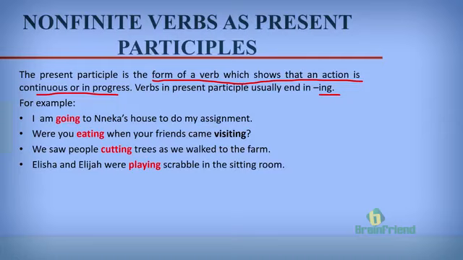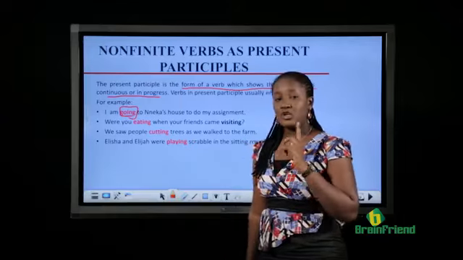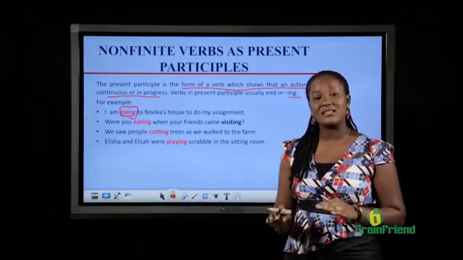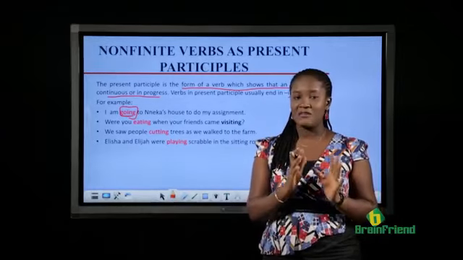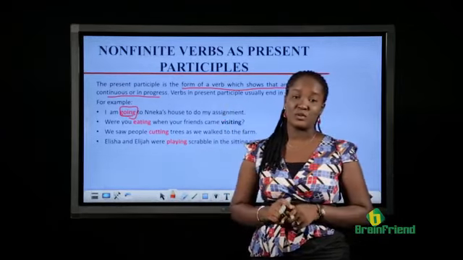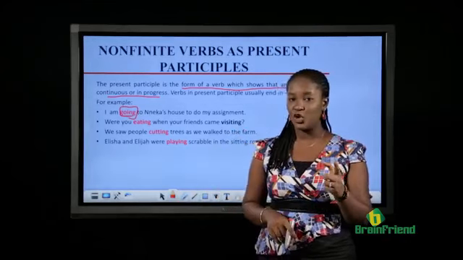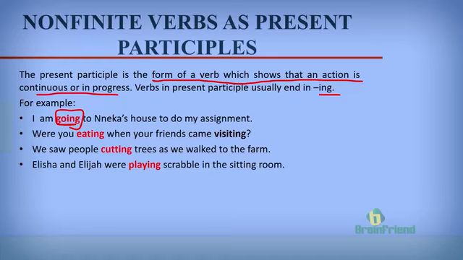Now, non-finite verbs function as present participles. Let's look at the examples we have here. I am going to Nneka's house to do my assignment. Going is the present participle. Now, note that whenever you find present participles in sentences, they are non-finite verbs, because being a present participle is a function of non-finite verbs. So the verb going is a non-finite verb.